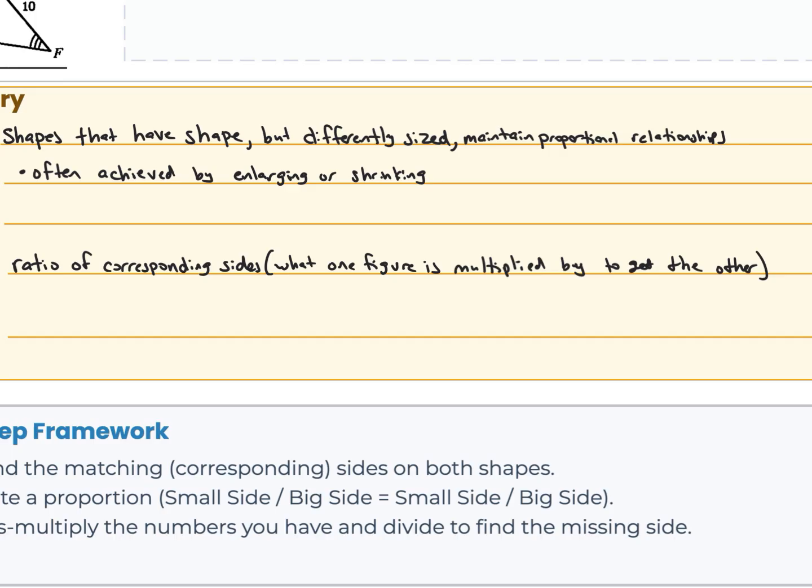So sometimes, for example, you can double a shape, and then if you went back the other way, you would cut it in half. So scale factor is always determined by what the new one looks like compared to the original. So depending on the order can change the scale factor.